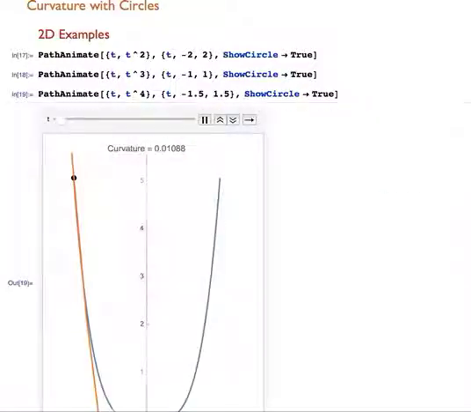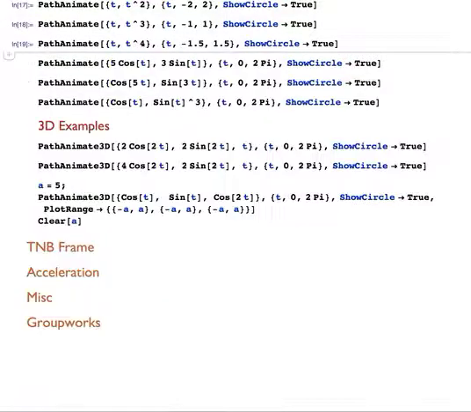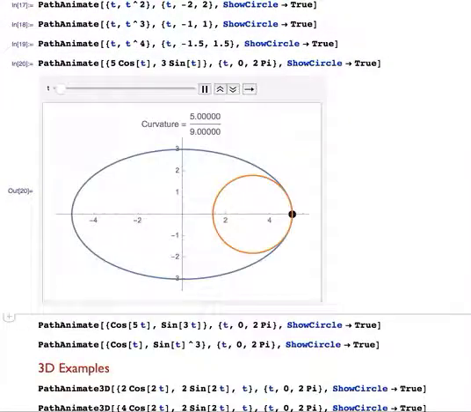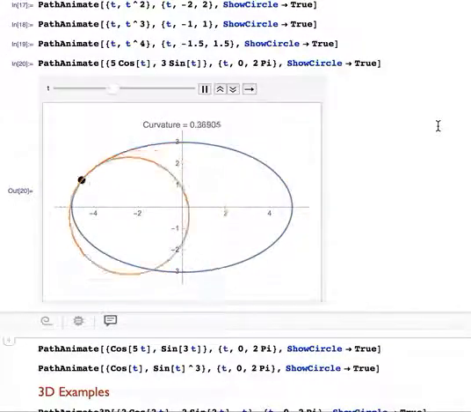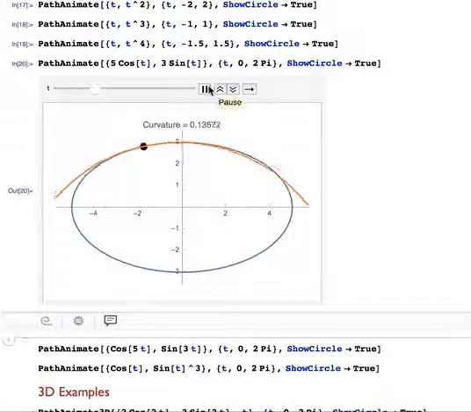I showed you the quartic before, so let's see that one really quickly. So the circle starts off really large, gets small, large, small, and so on, because the curvature keeps bouncing around. And then last week we also looked at ellipses and some other things. So the ellipse is curvier at 2 of the vertices than the others.